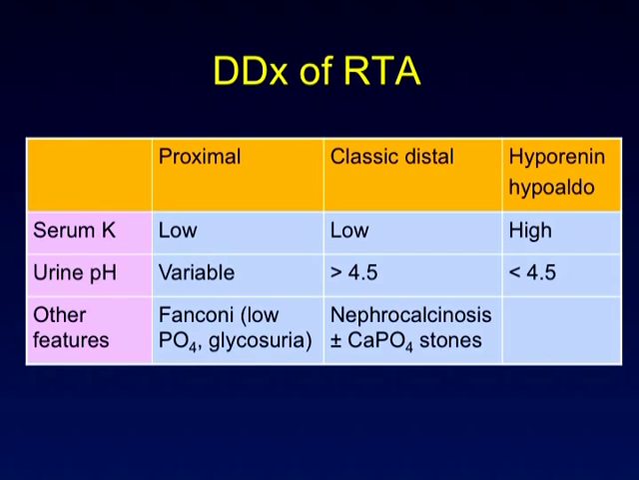Memorize this table because it's absolutely critical. You will get that one question on RTA absolutely right. This is the table to remember. Remember, if it's proximal or classical distal, it's going to be a patient with hypokalemia.